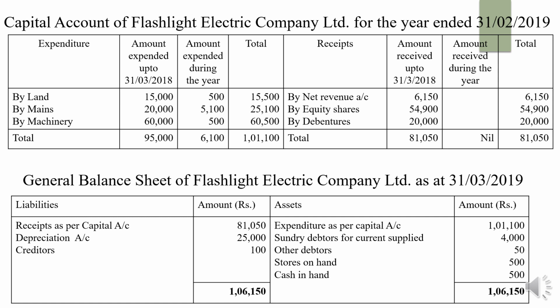Then sundry debtors 4,000, other debtors 50, stores on hand 500, cash in hand 500, and on this side receipts as per capital account 81,050, depreciation account 25,000, creditors 100. So the total of the balance sheet is 1,06,150.